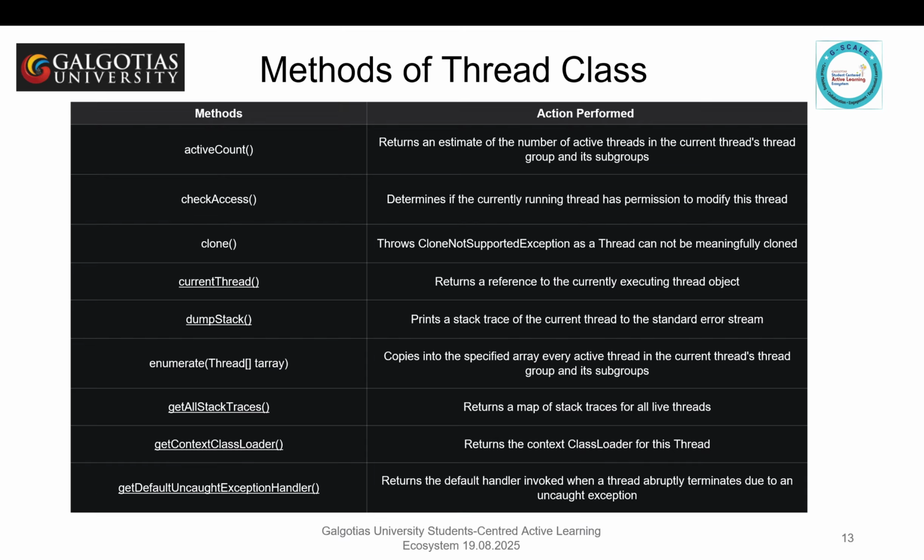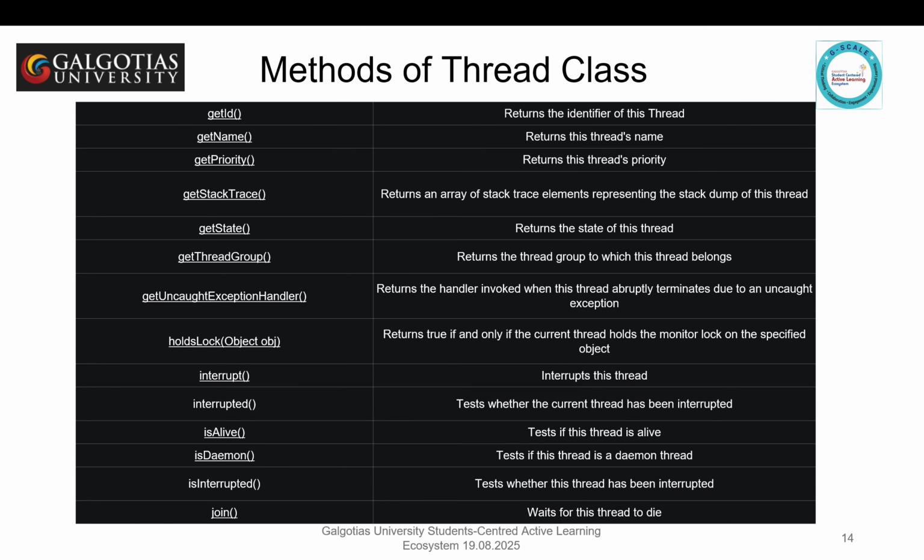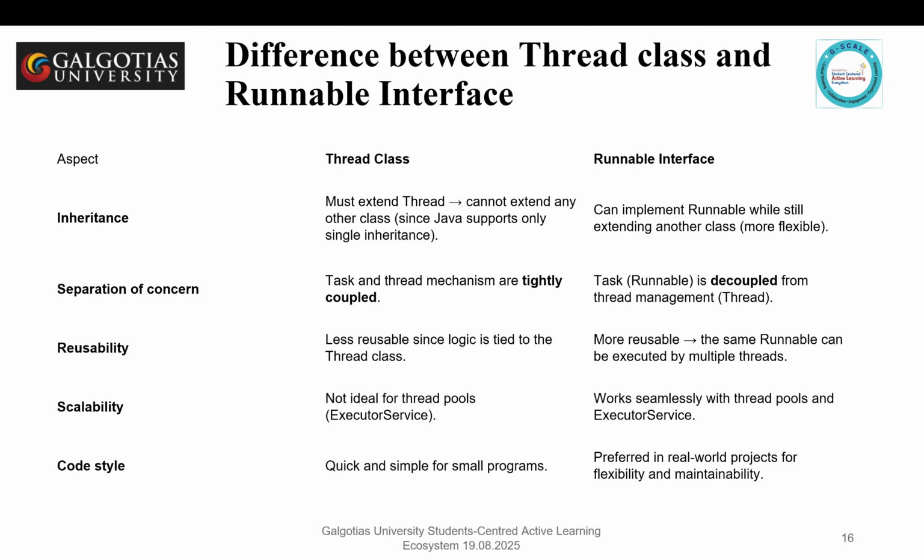The Thread class provides several important methods such as the start method, sleep method, join method, setPriority method, and interrupt method. These methods help control thread execution and coordination. You can go through all these methods and the actions performed using them in these slides.